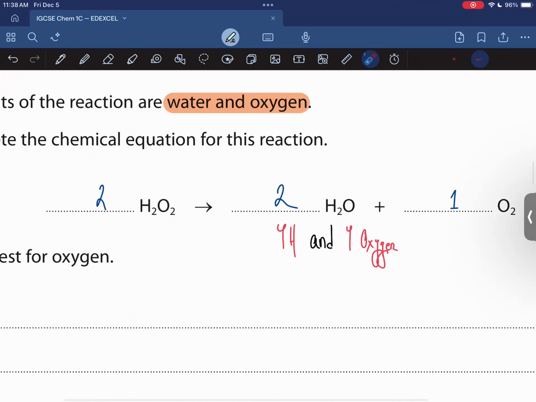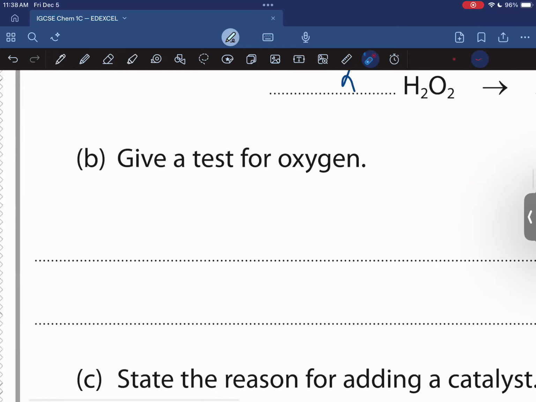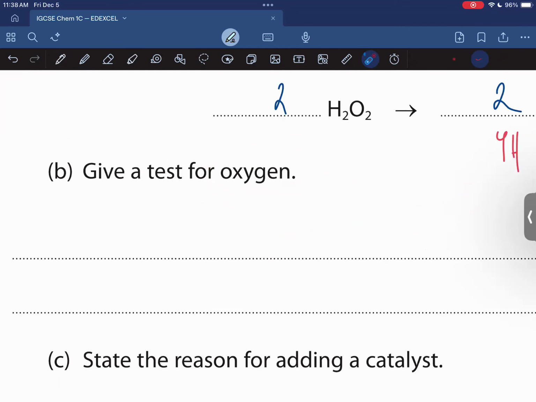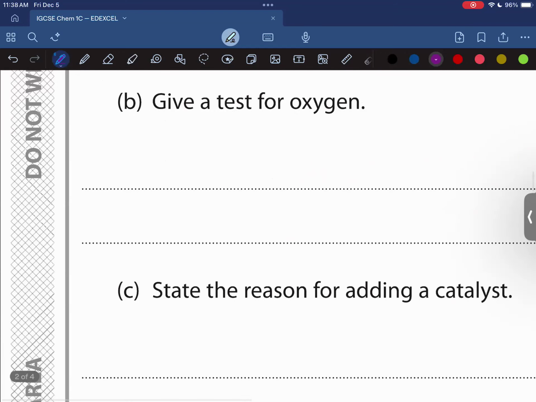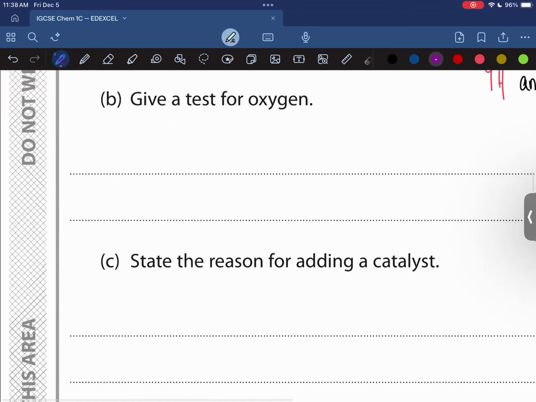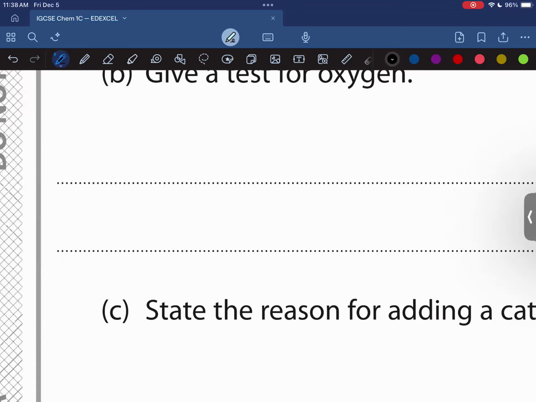Okay, now it says give a test for oxygen, so you basically have to insert a glowing splint, right? So it relights a glowing splint. This is one of the most common questions that you have to encounter in your exam, right? So it relights a glowing splint.